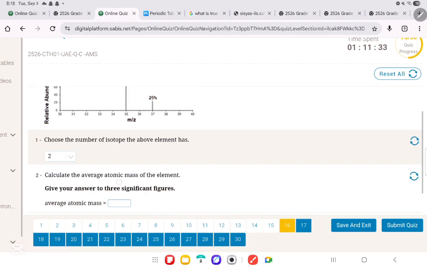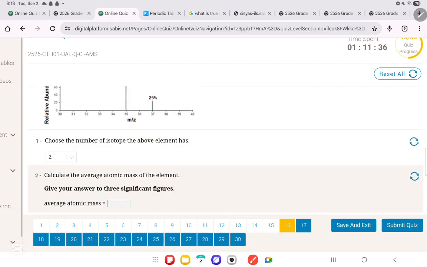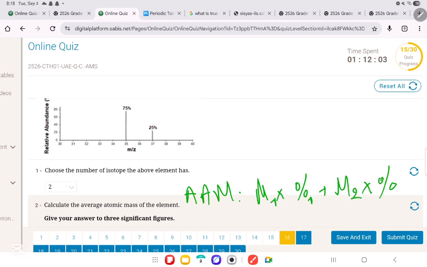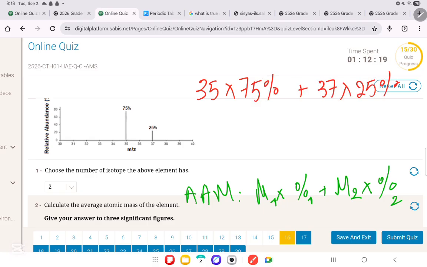Move on. Calculate the average atomic mass of the element. How do you calculate average atomic mass? Very simply, average atomic mass, AAM, is going to be the relative mass 1 multiplied by its percentage plus mass 2 multiplied by its percentage. In this case, it's mass 1, which is 35, times its percentage, which is 75%, plus mass 2, which is 37, times its percentage, which is 25%. So 35 times 75% plus 37 times 25%.